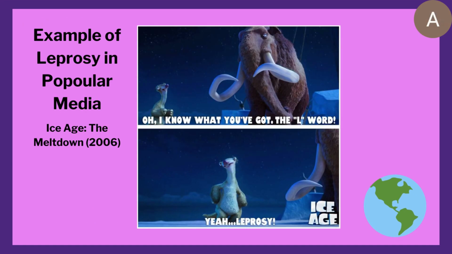Leprosy can be seen in more than just history books. For example, it was even mentioned in the movie Ice Age: The Meltdown in 2006, with Sid the Sloth guessing leprosy as the L word that had afflicted Manny.